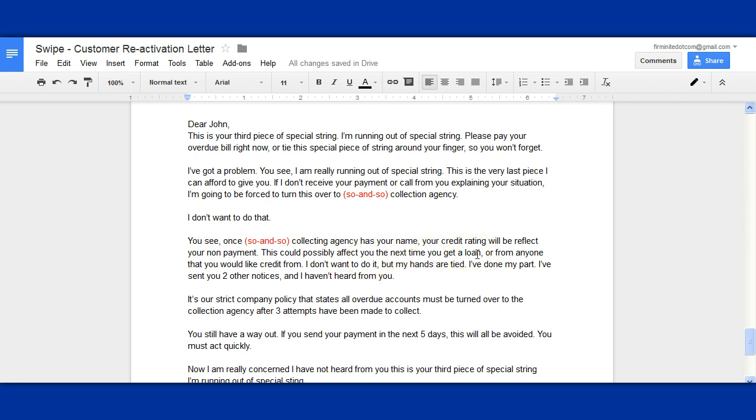So remember, we're helping them to get what they want, and once they get what they want, we will get what we want. And so we're letting them know, if you don't pay this bill, it's going to drastically affect your credit. So the next time you get a loan, or anyone that you would like credit from, I don't want that to happen, but my hands are tied.